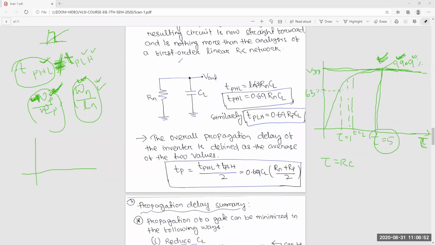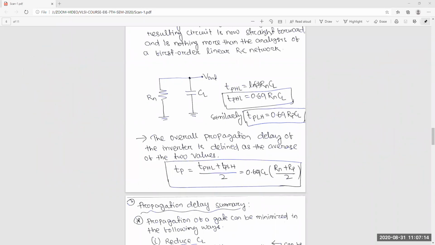So that's why, though both are not the same, generally we calculate TP as this plus this divided by 2, the average value. So got that point? Yes, sir. So that's why we are using that average value.